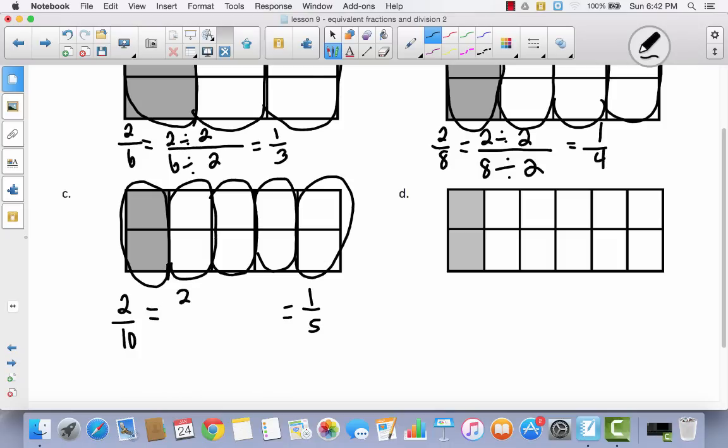So now I've got to divide my numerator and my denominator by the same number to go from 2/10 to 1/5. So what do you think I would divide 2 by to get to 1? Well, hopefully you said 2, because 2 divided by 2 equals 1, and 10 divided by 2 equals 5, because whatever I divide my numerator by, I must divide my denominator by.